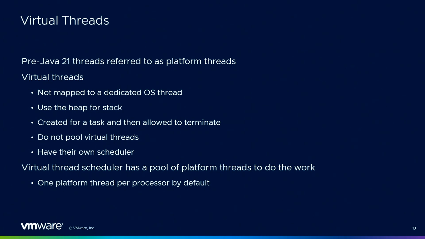Virtual threads are meant to be used for a task and then allowed to terminate. You're not meant to pool them. And because you've got all these virtual threads, how do they actually do work? Well, the way they do work is they get attached onto a platform thread, and that's the job of the virtual thread scheduler. As I'm sure you heard in the keynote this morning, the virtual thread scheduler maintains a pool of platform threads, and by default, there's one platform thread for each processor core that's available on the machine.